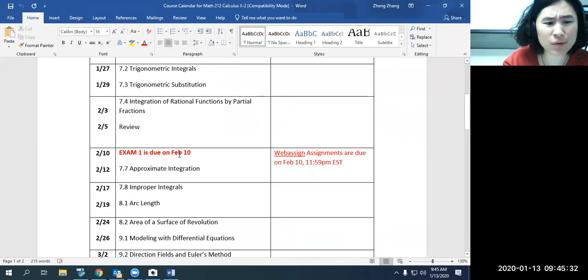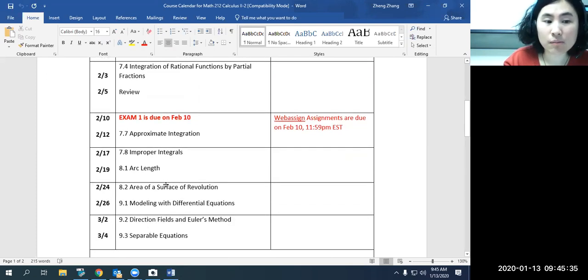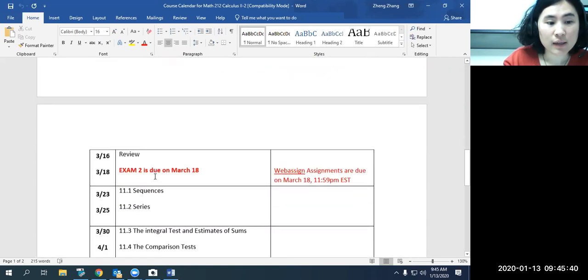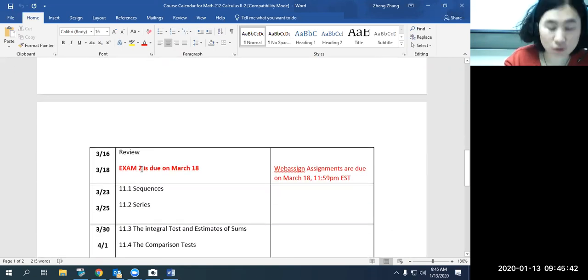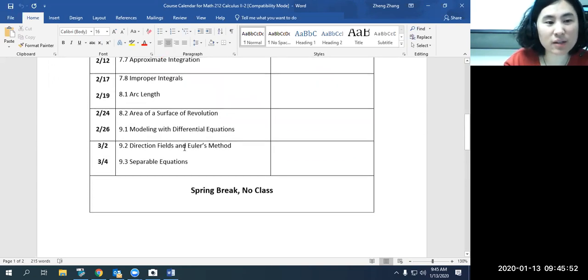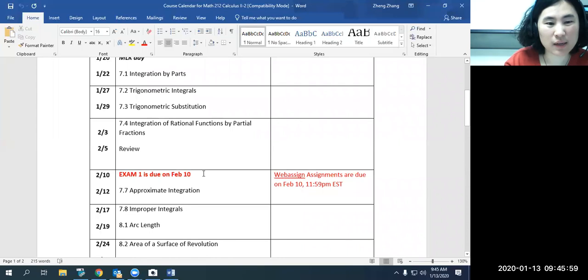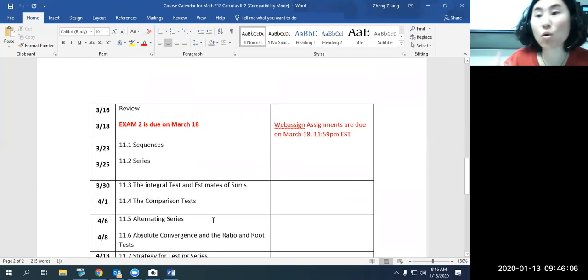So exam 1 is due on February 10th. This is the most recent exam. Then you will see exam 2 is due on March 18th, which is a week after spring break. All of the assignments for exam 2 will be due on the same day as the test. But on the exam day there will be no physical class.